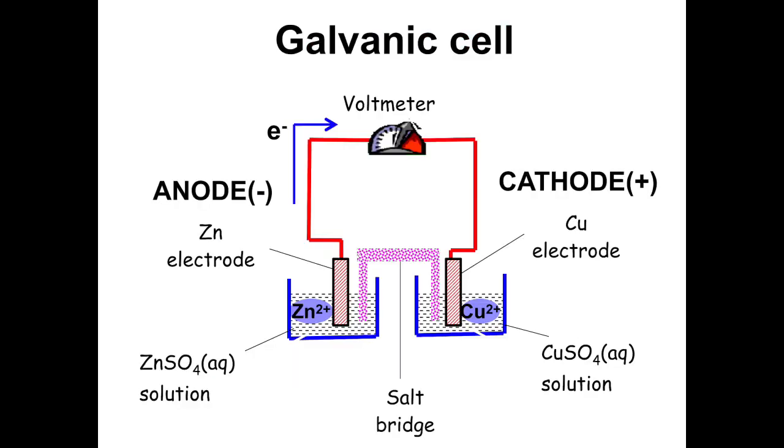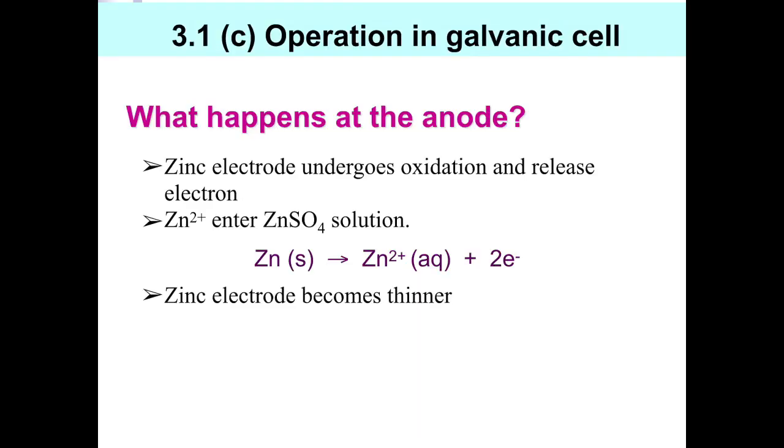To understand further, we look at this galvanic cell and what happens at zinc and copper electrodes. At anode, the zinc electrode undergoes oxidation and releases electrons. The zinc 2+ will enter the zinc sulfate solution. The equation would be zinc solid dissolves into zinc 2+ and releases 2 electrons. Thus, the zinc electrode becomes thinner.